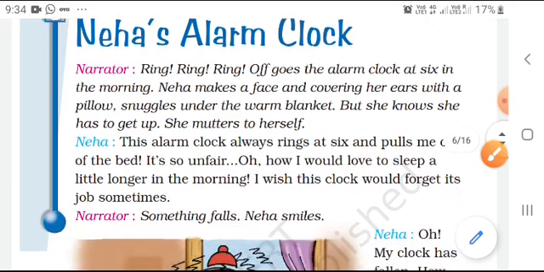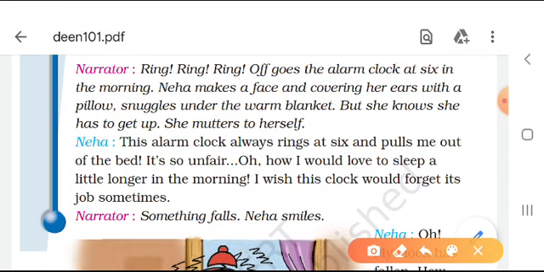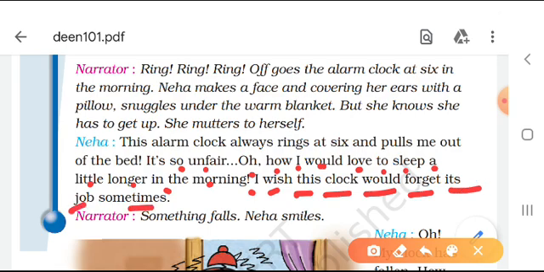Now it's Neha's turn. Now Neha is speaking. This alarm clock always rings at 6 and pulls me out of the bed. It's so unfair. Oh, how I would love to sleep a little longer in the morning. I wish this clock would forget its job sometimes.